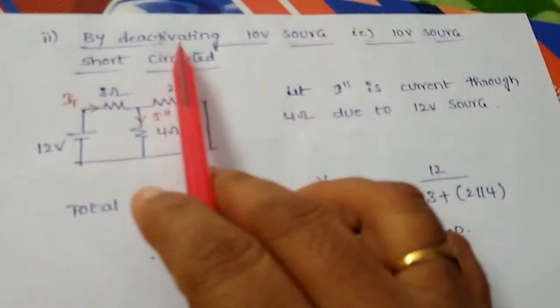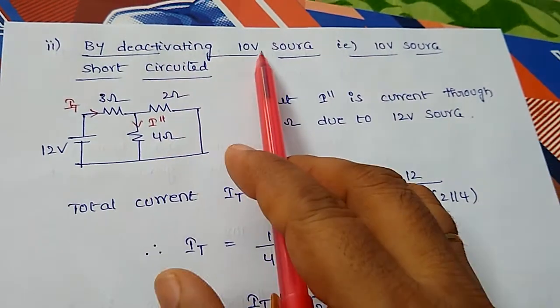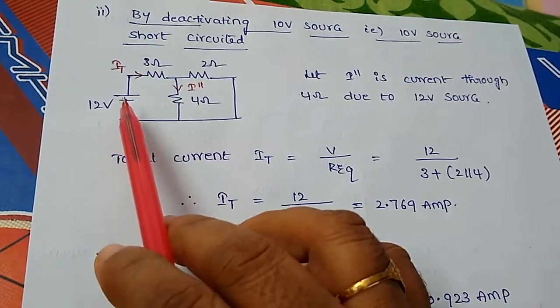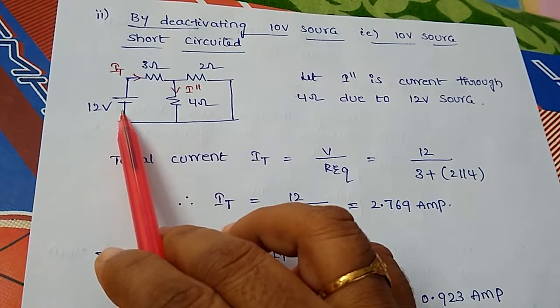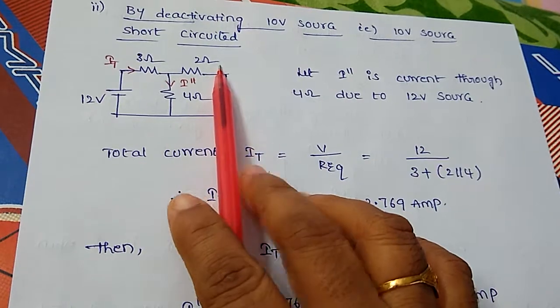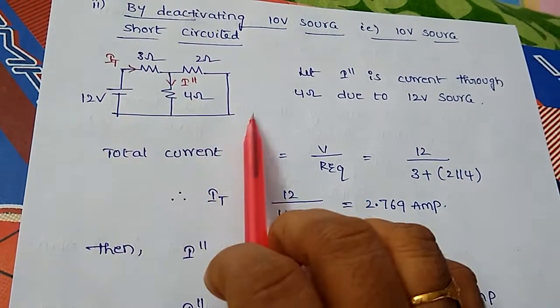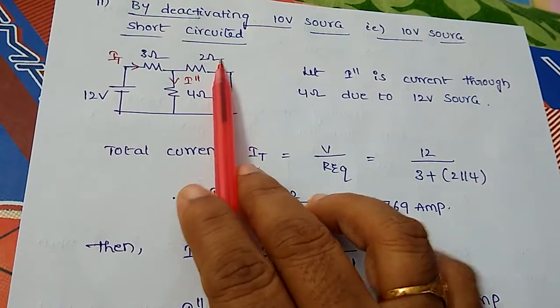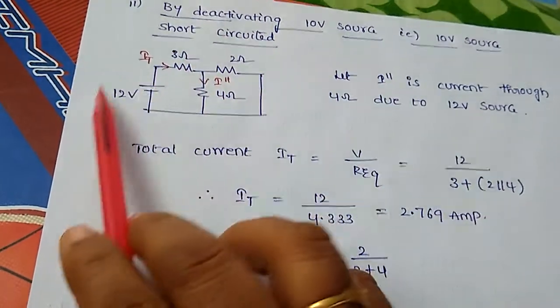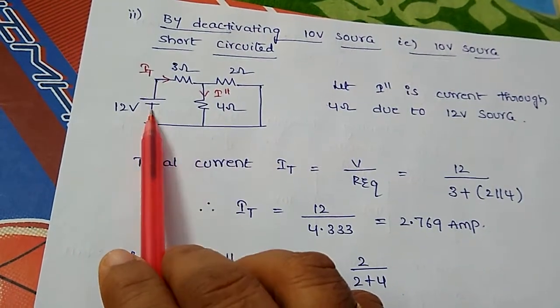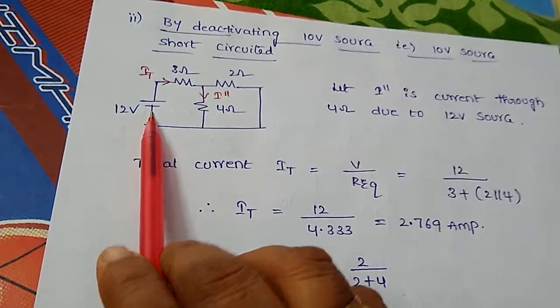Similarly, in the second case, I am going to deactivate the 10 volt source, meaning I am going to consider the 12 volt source only by removing all the other sources. For example, here 12 and 10 volt sources are there. Like that, if 3 sources are there, we need to remove all the other 2 sources by considering only one source at a time. So here, I am going to consider only the 12 volt source alone.